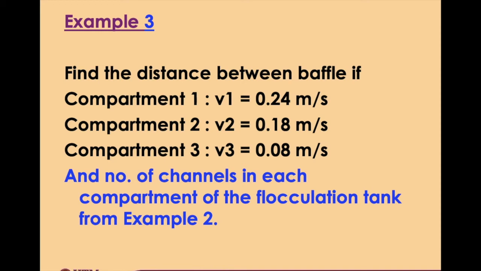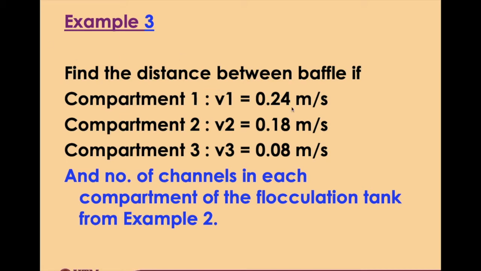Right, so we are doing the second part of hydraulic flocculator. On the second part of hydraulic flocculator, now we have a different case. For the previous part, the normal ordinary hydraulic flocculator, the speed of water traveling from one channel to another, until it goes out of the flocculation tank, is the same. The speed is the same.